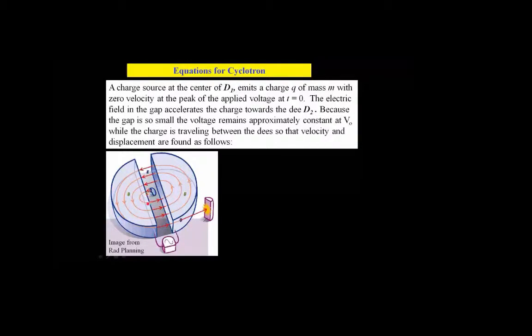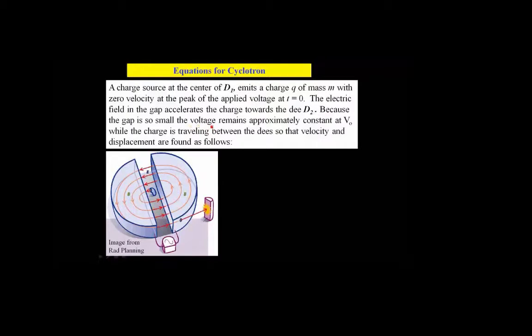And then every time it goes through the D, it's given a kick. So it's given a kick in this direction, it's given a kick in this direction, because after it passes here and goes through here, the frequency of the oscillator is designed so that now you have a negative voltage, say, and this kicks it in this direction.